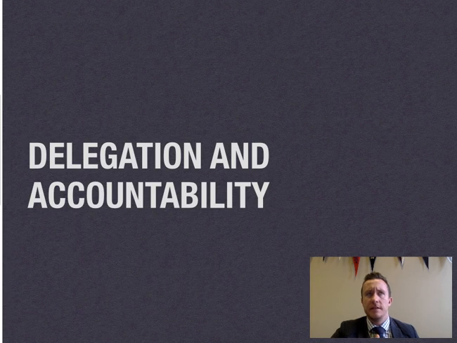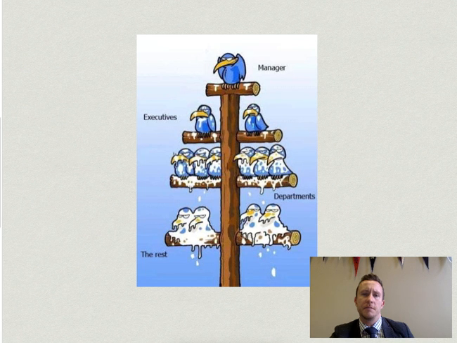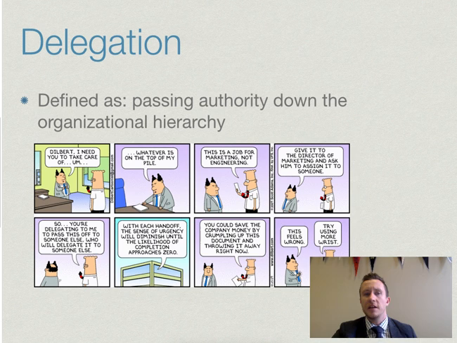The next kind of issue involved with organizational structures is this issue of delegation and accountability. Let's go back up to the bird situation. Let's say that the manager at the top wants to allow for the executives to make their own decision. Well, what is that? That is delegation. And delegation is defined as passing authority down the organizational hierarchy. We want to make sure that we can allow for people to make decisions so that we don't have to micromanage everything from the top.